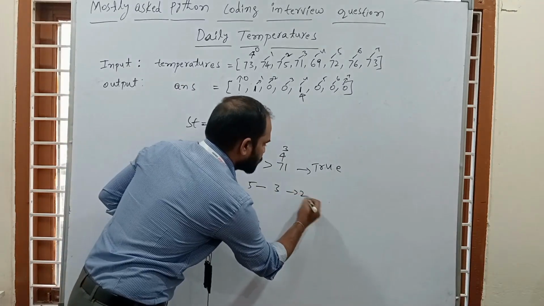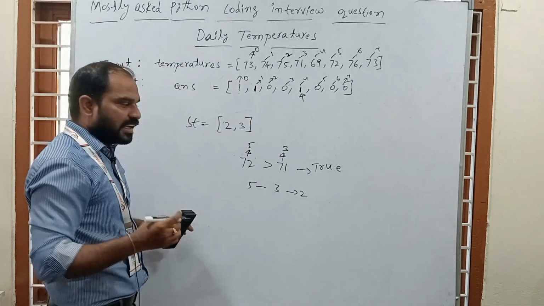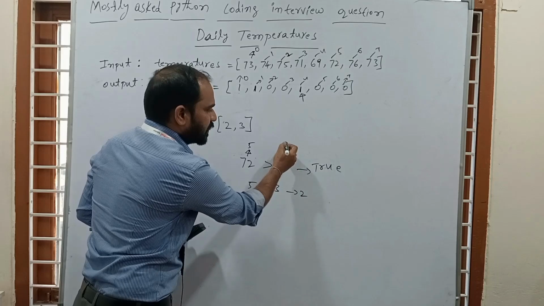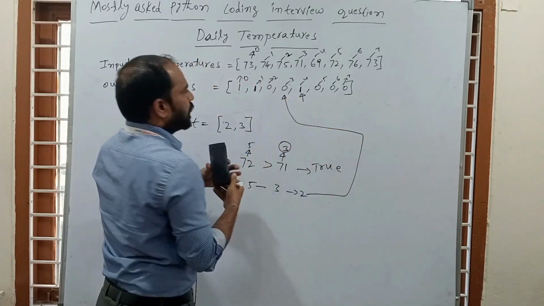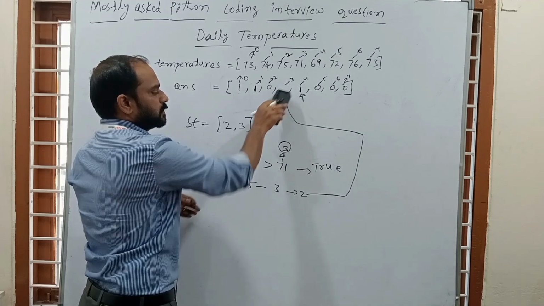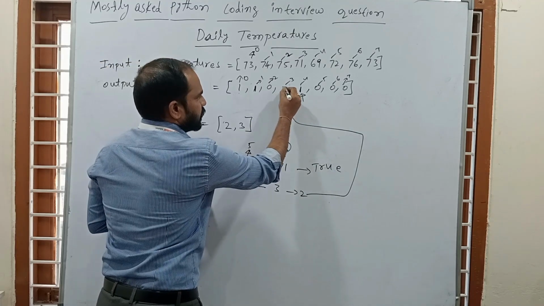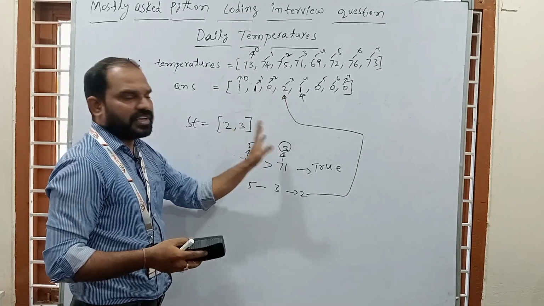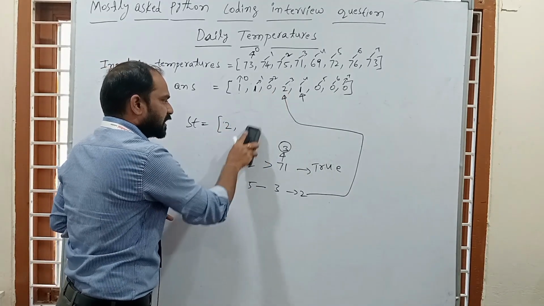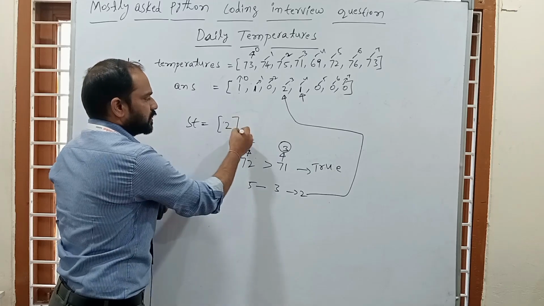So now the result is 2. At which index do we need to update this result? At the third index. Go to the third index and update the result there as 2. Now we can delete this index number from the temporary list.